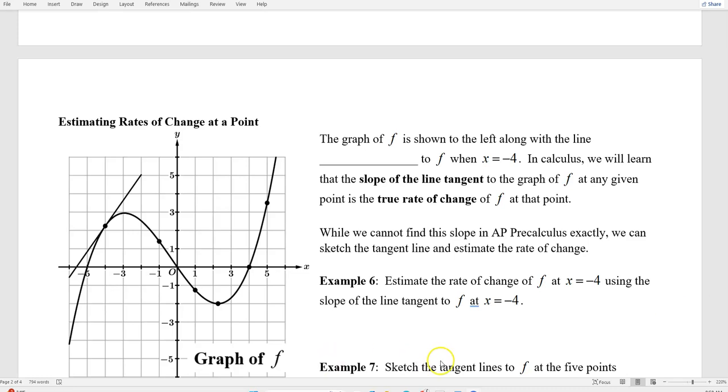Okay, so we have already, I told you I was kind of giving you a sneak peek. We've already talked about the tangent line.